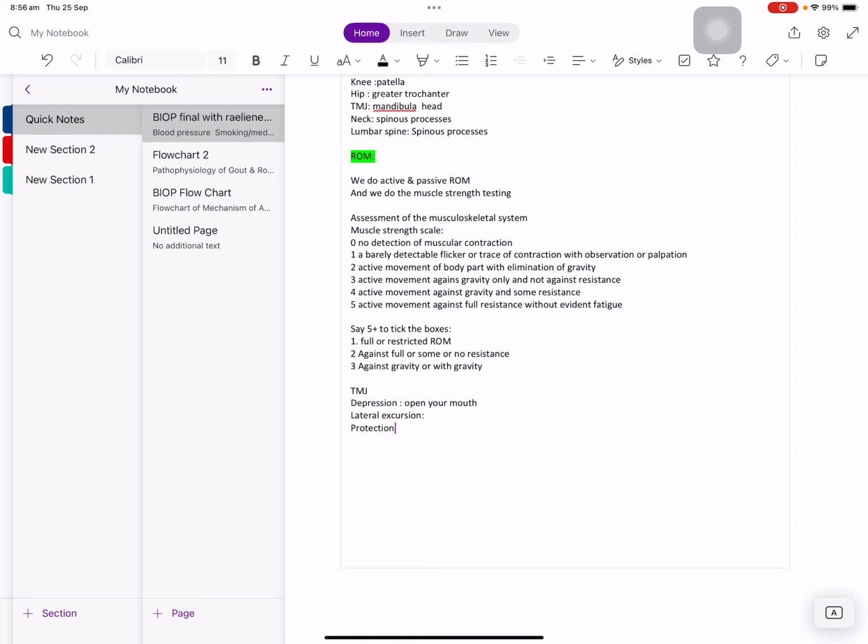We haven't done muscle strength testing, right? Depression's easy. Elevation, I guess. Just don't put your fingers in there. And then muscle strength testing is push that way against my hand. Test that.